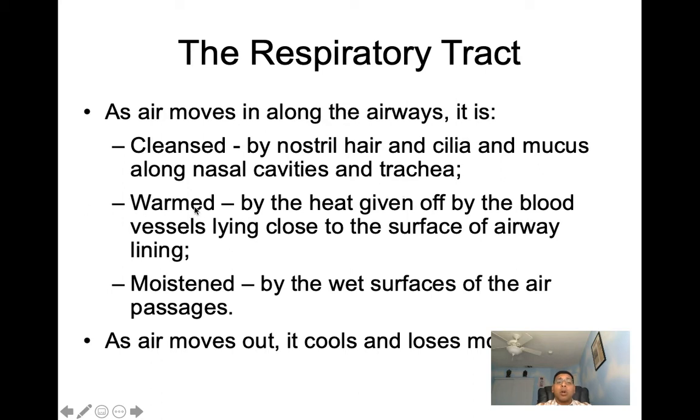And when we talk warmed, you can see it's going to get warmed by the heat that's given off by the blood vessels that are lying close to the surface of the airway lining, especially inside the nasal cavity. The nasal cavity, we'll see, is going to be very vascular. That's why you see a lot of bloody noses. And then third, we can see here, this air is going to be moistened by the wet surfaces of the air passages. Now, as air moves out, it cools and loses moisture.